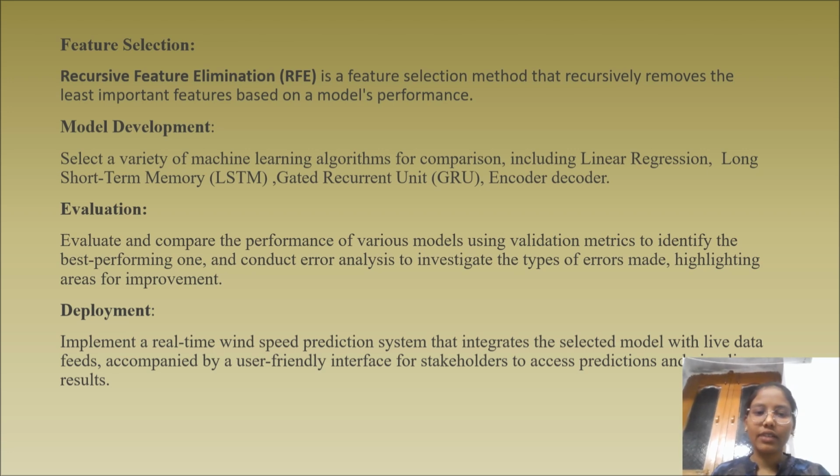Model development. Select a variety of machine learning algorithms for comparison, including linear regression, long short-term memory, gated recurrent unit, and encoder decoder. Evaluation: evaluate and compare the performance of various models using validation metrics to identify the best performing one, and conduct error analysis to investigate the types of errors made, highlighting areas for improvement. Deployment. Implement a real-time wind speed prediction system that integrates the selected model with live data feeds, accompanied by a user-friendly interface for stakeholders to access predictions.